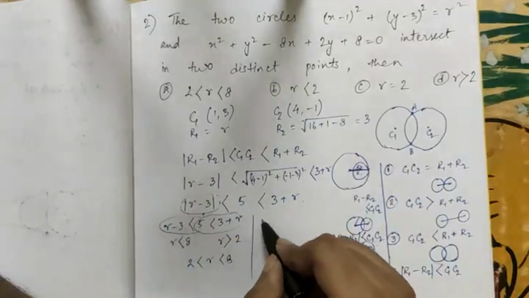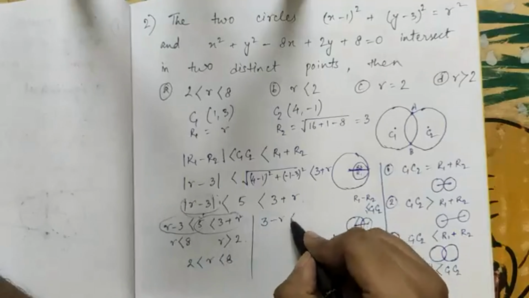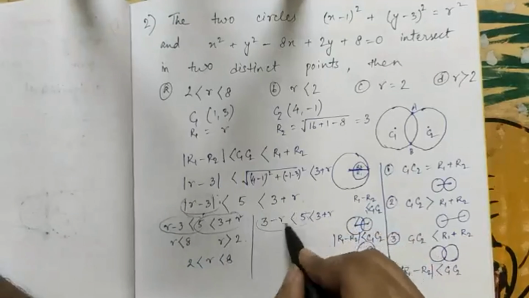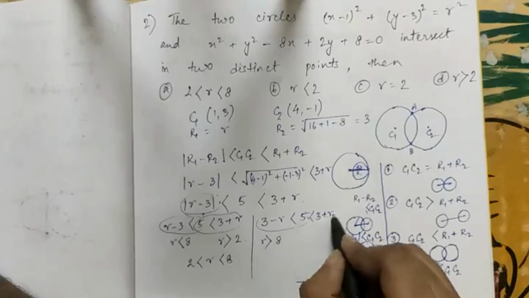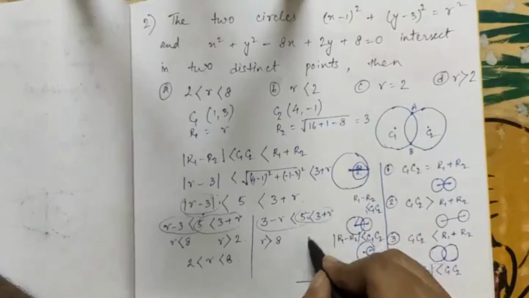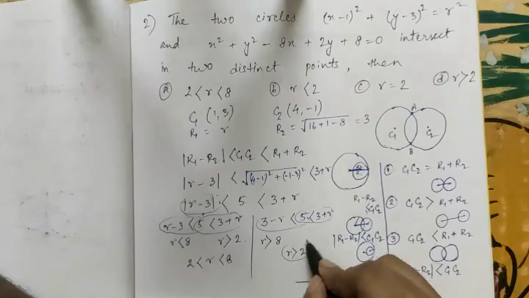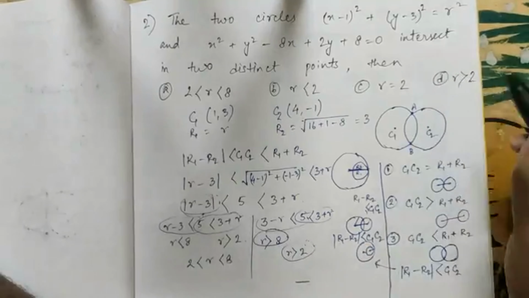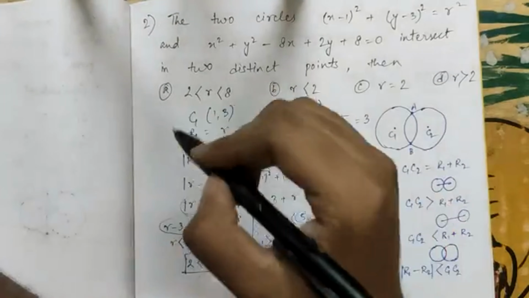And if in this case r is less than 3, then this mod will become 3 minus r, and 5 less than 3 plus r. So from this first two we will get that r is greater than 8, and in this case I will get r is greater than 2. So this is not in my option. Okay, r is greater than 2 is in my option, but this is a more prominent one, from 2 to 8.